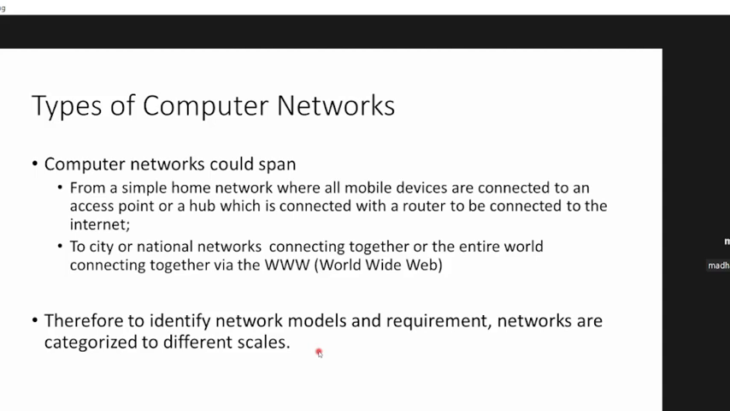So from very small networks of 1 or 2 devices connected inside a home up to the internet, there are different levels of networks. According to the networks that we are talking about, the switching devices, the transmission media, and how they are connected together will be different. So you have different levels of computer networks.